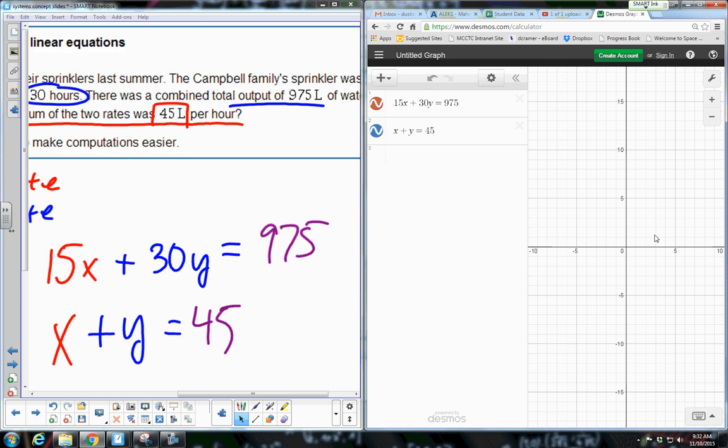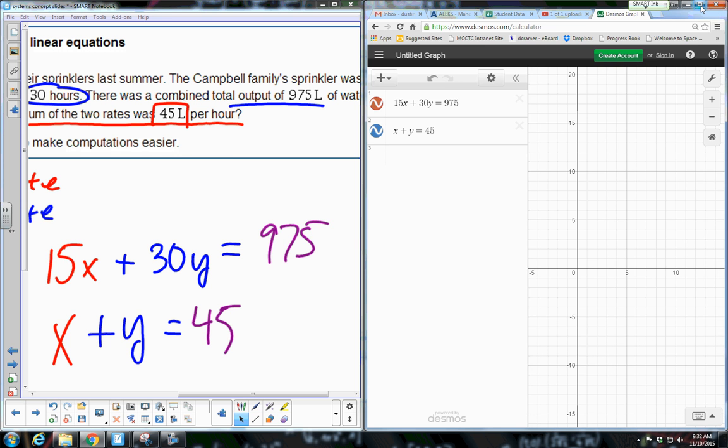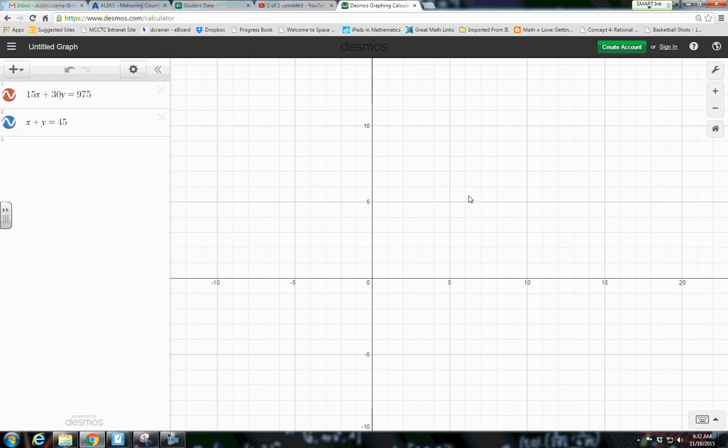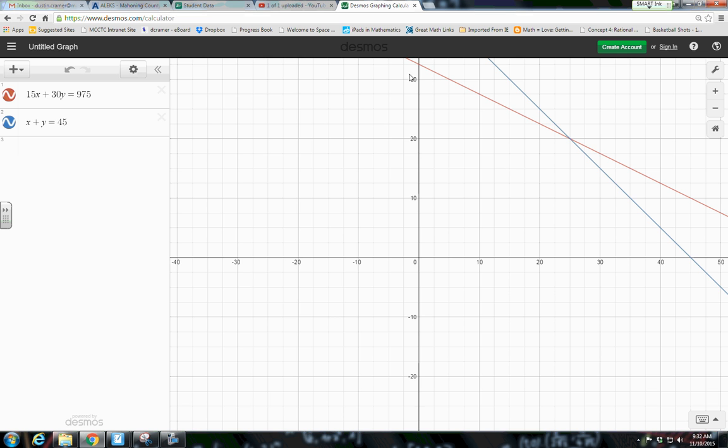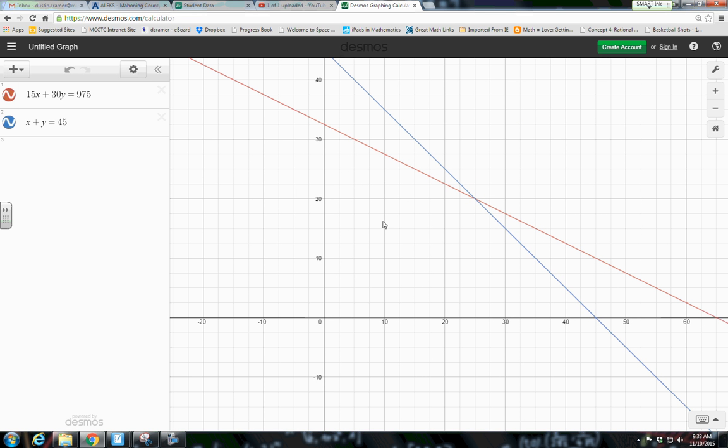Let's take a little zoom out on this thing, see if we can figure out where they cross. So it might be way up there because 975 kind of brings it up a little bit higher. All right, let's see. It looks like, bam, it's right there. So my x value is 25 and my y value is 20. Does that make sense? Yeah, 20 plus 25 is 45. That makes sense, and the other equation will work too.